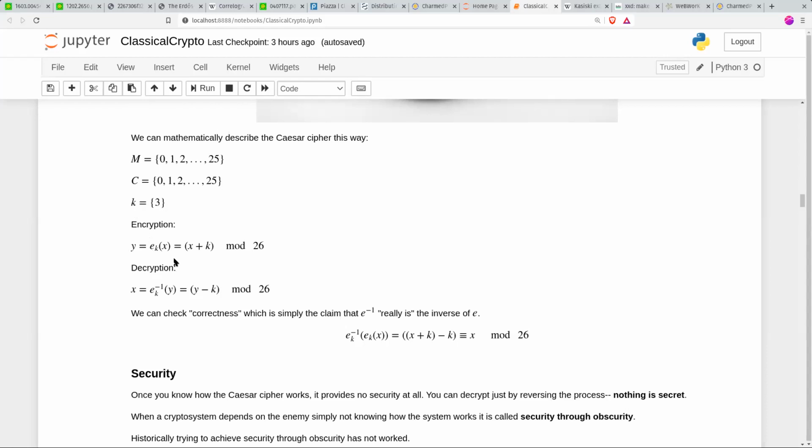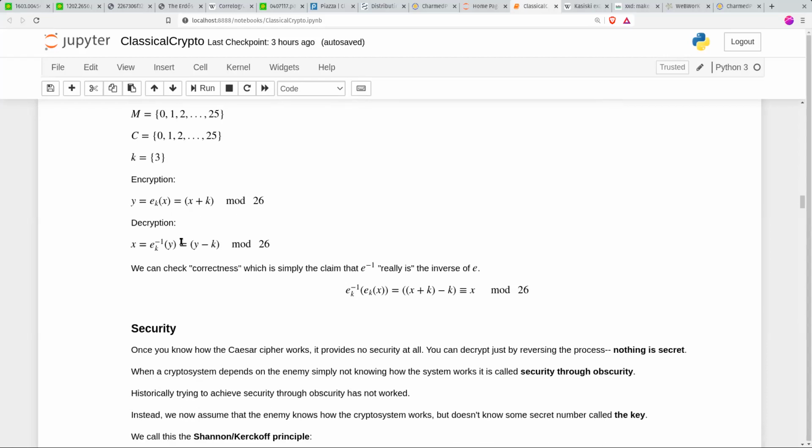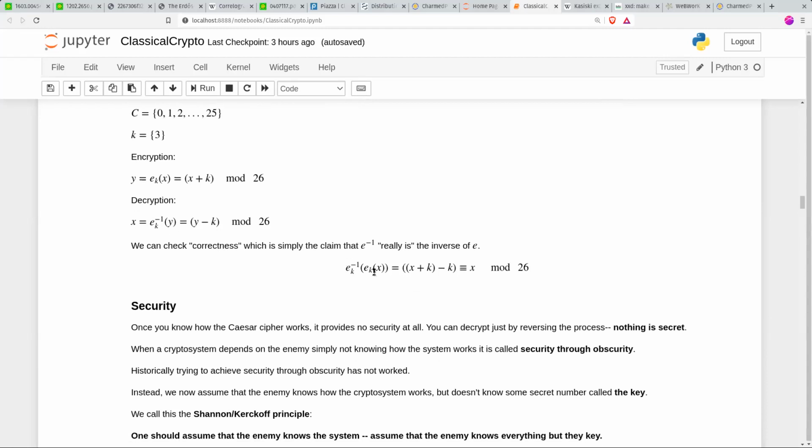So for a given key, which is 3, what you do is you just add the key mod 26, and that's the encryption function. And then to decrypt, you just subtract the key again. This is sort of a claim here. I'm just claiming that this function really is the inverse of E. You should check that it actually is. So what if we compose the decryption and the encryption? It should cancel out, right? And it does, because the encryption is X plus K, the decryption takes K away, and so you get back to the original X.